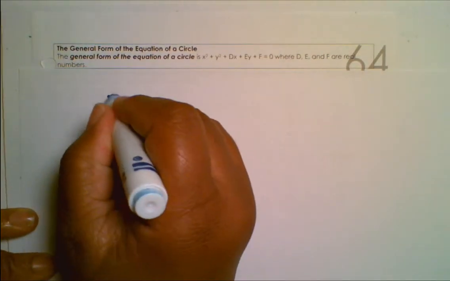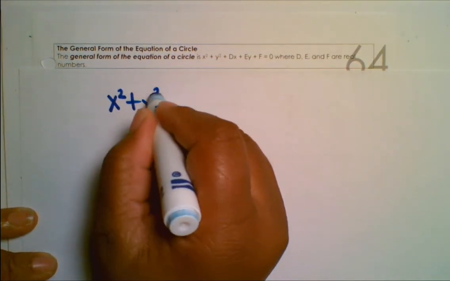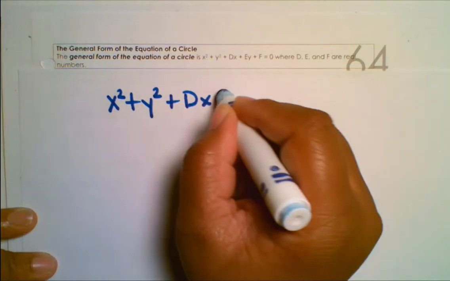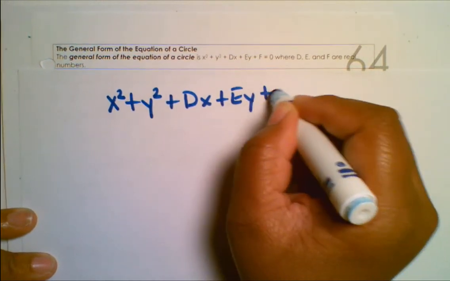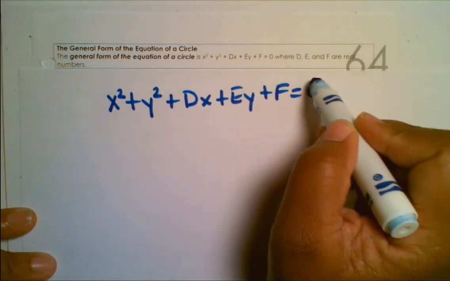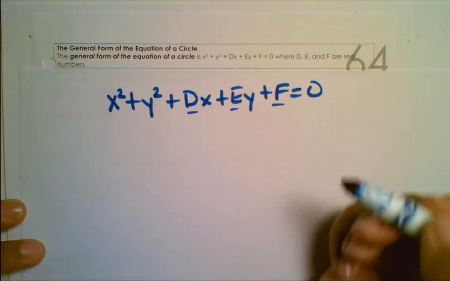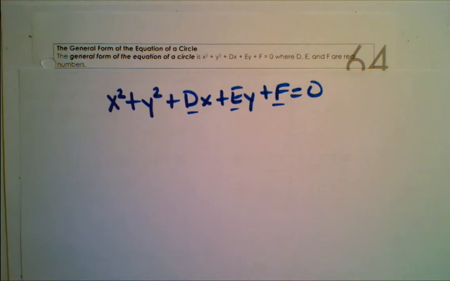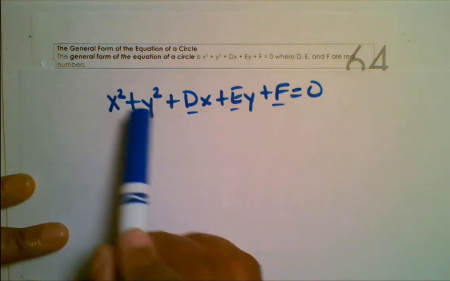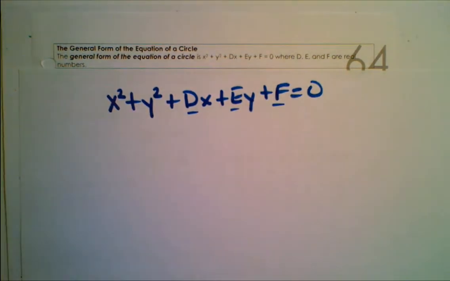All right, the general form of the equation of a circle is x squared plus y squared plus dx plus ey plus f equals 0, where d, e, and f are real numbers. D, E, and F are real numbers. They can be positive, negative, or 0.